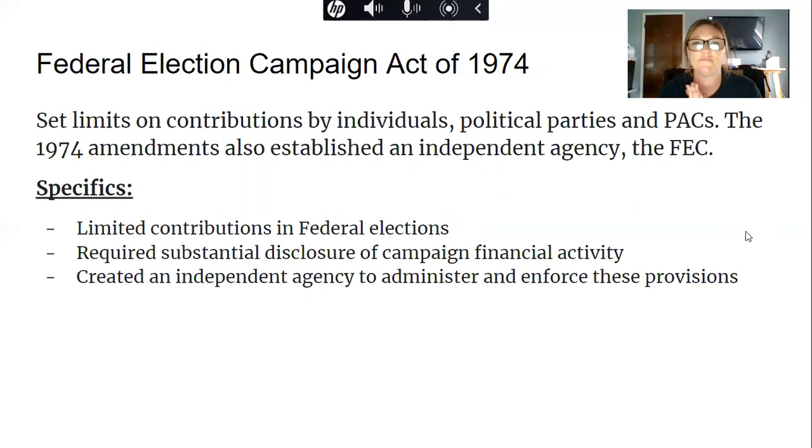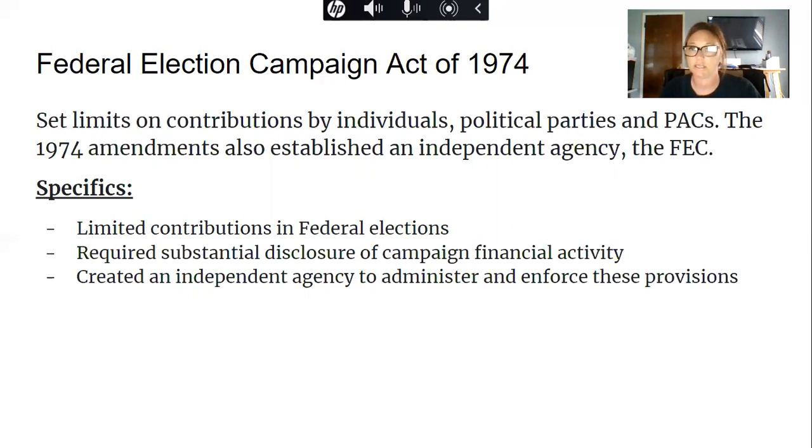The next one then is the Federal Election Campaign Act of '74. We talked about this for sure. We went over this when we talked about the Citizens United court case, the very last one that's required. And what this does is set limits on contributions by individuals, political parties, and PACs. The 1974 amendments also established an independent agency, the FEC.